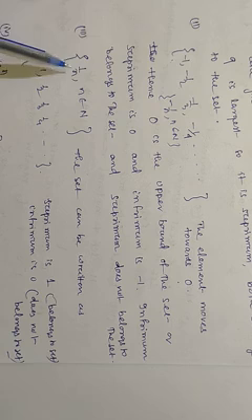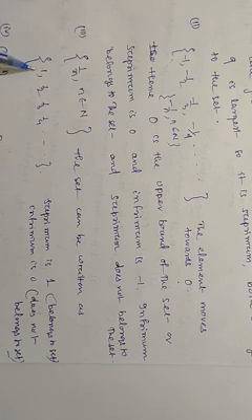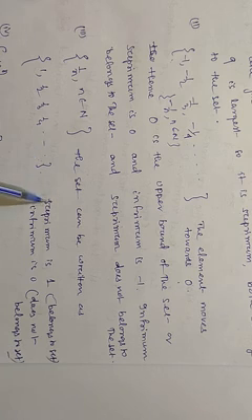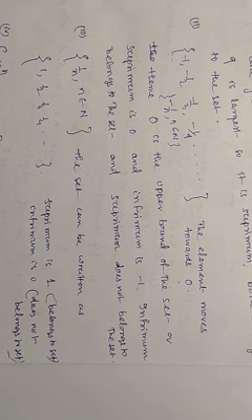Consider this one, 1 by n. This set can be written as 1, 1 half, 1 by 3. It also moves towards 0. But the largest is 1 and the smallest is 0. So here supremum is 1 and infimum is 0. And the infimum does not belong to the set, but the supremum belongs to the set. So in this way you can check the supremum and infimum of other sets.